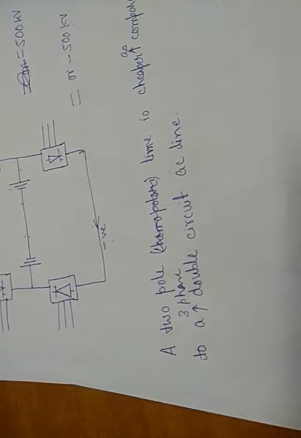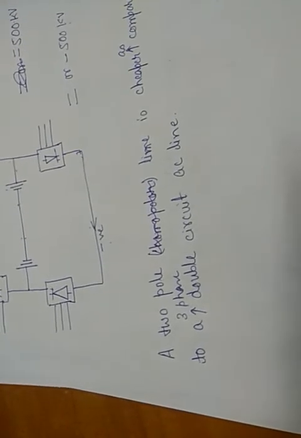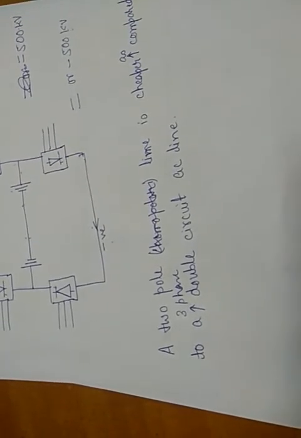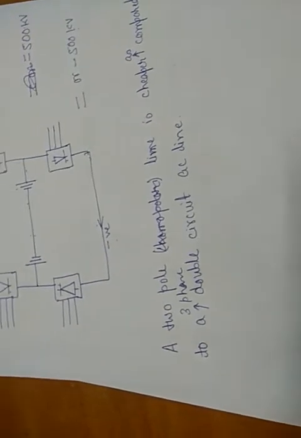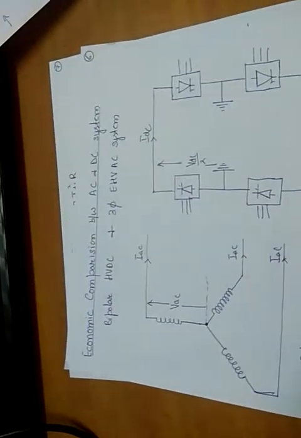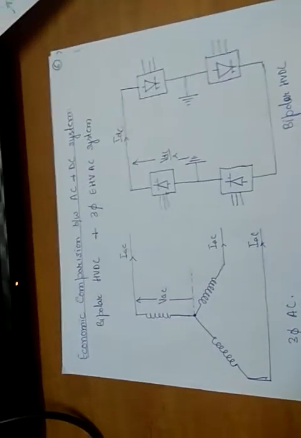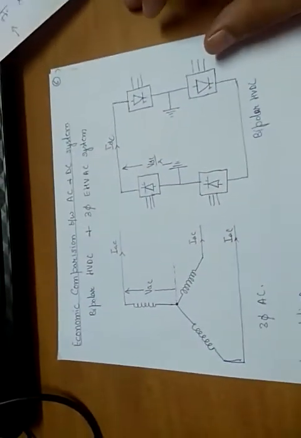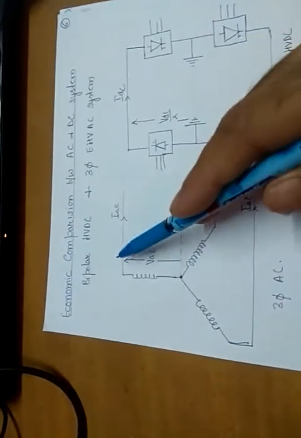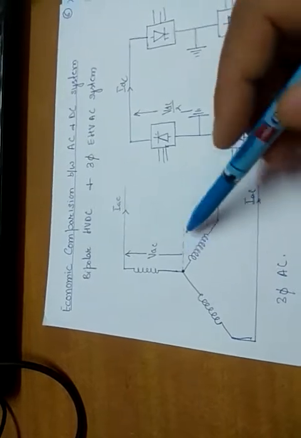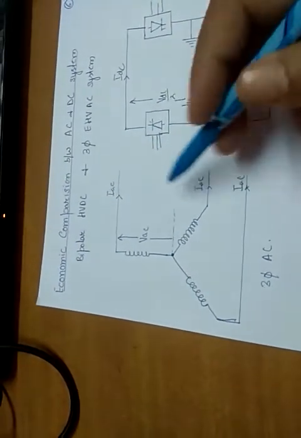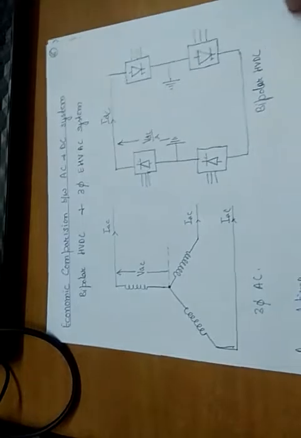Now let us do a simple economic comparison between a bipolar HVDC system and a three-phase AC system. For doing any comparison we need certain assumptions or certain things which are common. This is a balanced three-phase system. The voltage in each phase is VAC and the current in each phase is IAC. VAC means AC voltage and IAC means AC current.